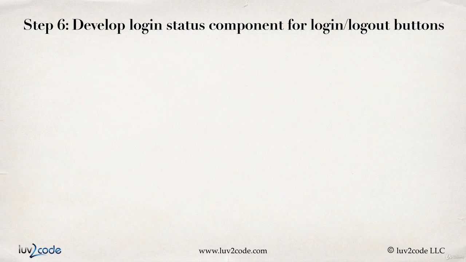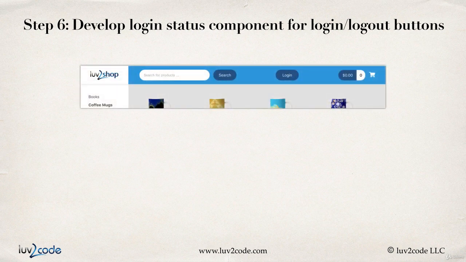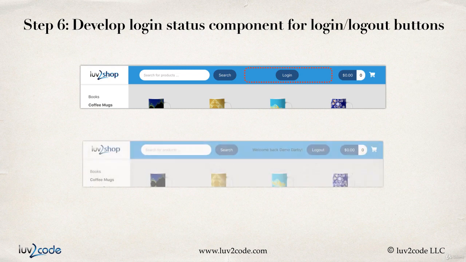Now in step 6, we're going to develop a login status component for the login and logout buttons. At the top of our application, we'll have this login status component. If the user's not logged in, we'll give them a login button. Once the user logs in successfully, we'll welcome them back by name, and then we'll also give them a logout button. So the buttons will change depending on the user's logged in state.